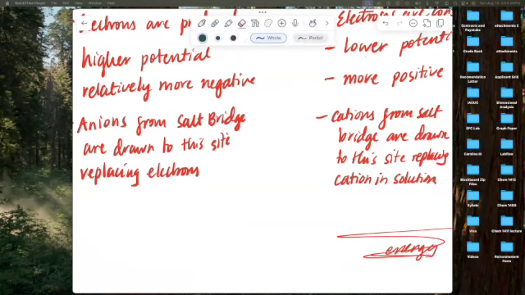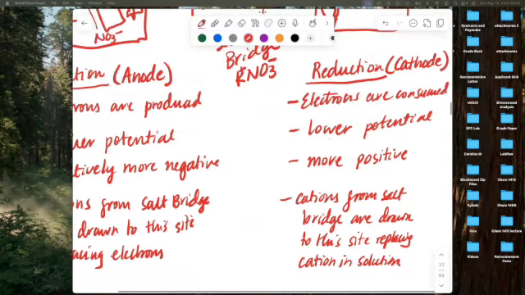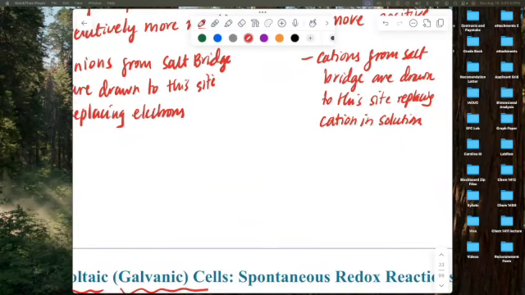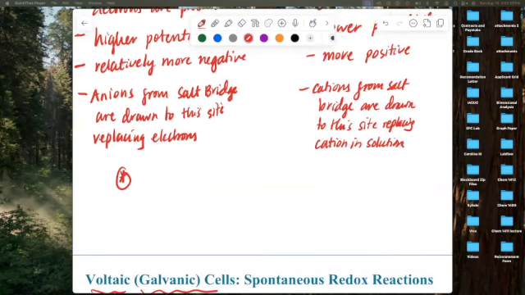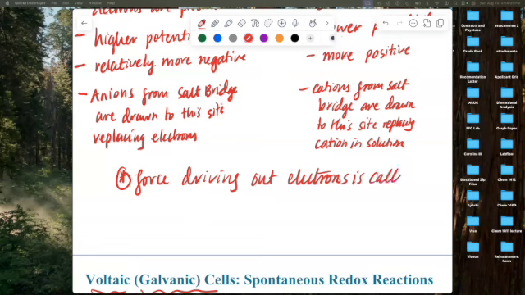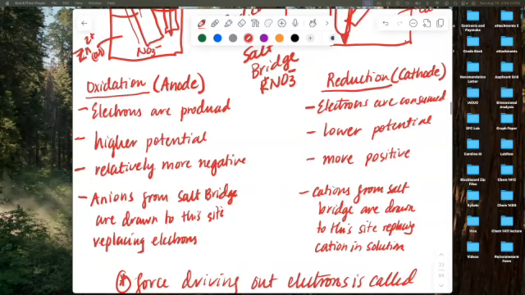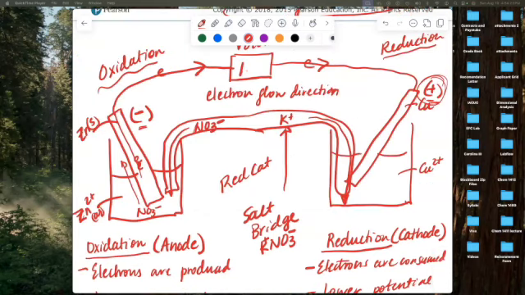Okay, so let's go ahead and move on. Remember, the force that drives the electron out from the oxidation to the reduction is called electromotive force. And that's because of the voltage difference, right? So the force driving out electrons is called the electromotive force. Okay. And that's what pushes the electrons from the left to the right side. Usually, of course, I think this is 1.1 volts when you work everything out.